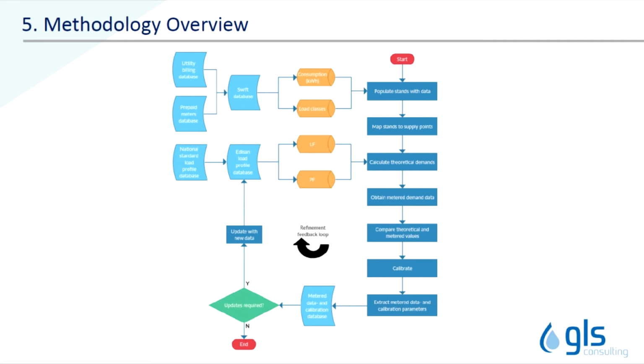And then we go through what I like to call a refinement feedback loop, a rinse and repeat type cycle, where as we gain experience and more data and employ the methodology more and more, we get to a point where we can update our Edison load profile internal database with new information that we learn through our experience, which could ultimately lead to an update of the Eskom GLF standard.